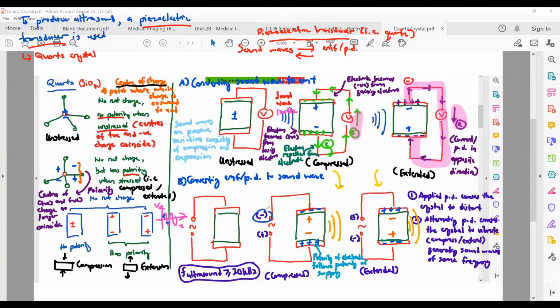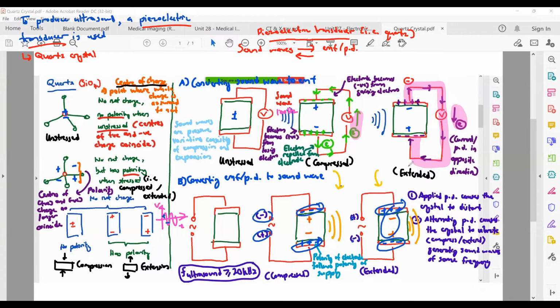If this is negative, this is positive. This being negative will cause the electrode here to be negative. This being positive will cause the electrode here to be positive. When this is negative, this is positive, it causes your polarity to be like this. That would mean that your crystal is under compression. If you have positive and negative here, positive will give you positive here, negative will give you negative here, it will give you this polarity similar to this.